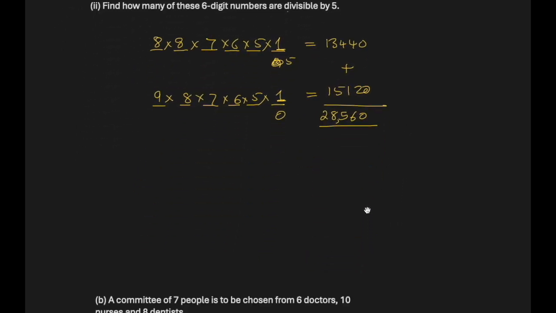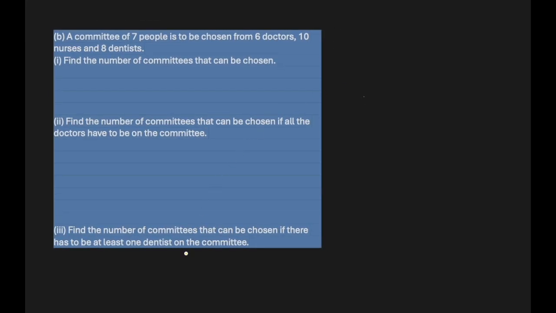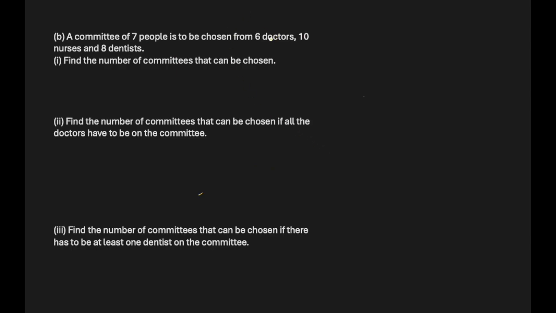Okay. B. A committee of 7 people is chosen from 6 doctors, 10 nurses, and 8 dentists. Okay. So doctors, nurses, and dentists: 6, 10, and 8. Find the number of committees that can be chosen. So a committee of 7 is to be chosen from how many? 6 plus 10 is 16, 16 plus 8, 24. So it will be 24C7. I will evaluate this later when I use my calculator.